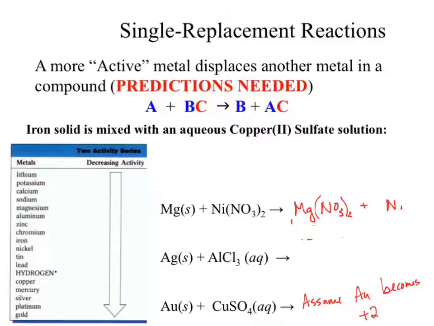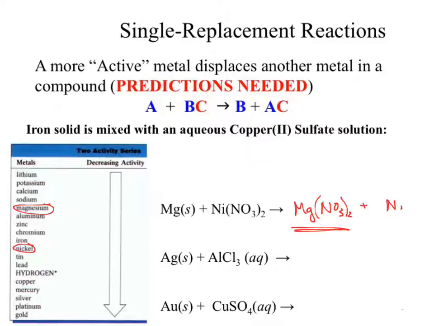Since I don't really care about phases, I'm not going to include the phases. We should now decide, did the reaction occur? So we need to look for magnesium and nickel. There's nickel, and there's magnesium. Which one's the more active one? Magnesium. That means magnesium wants to be in a compound. Where's magnesium in a compound? On the product side, which means the reaction did occur.